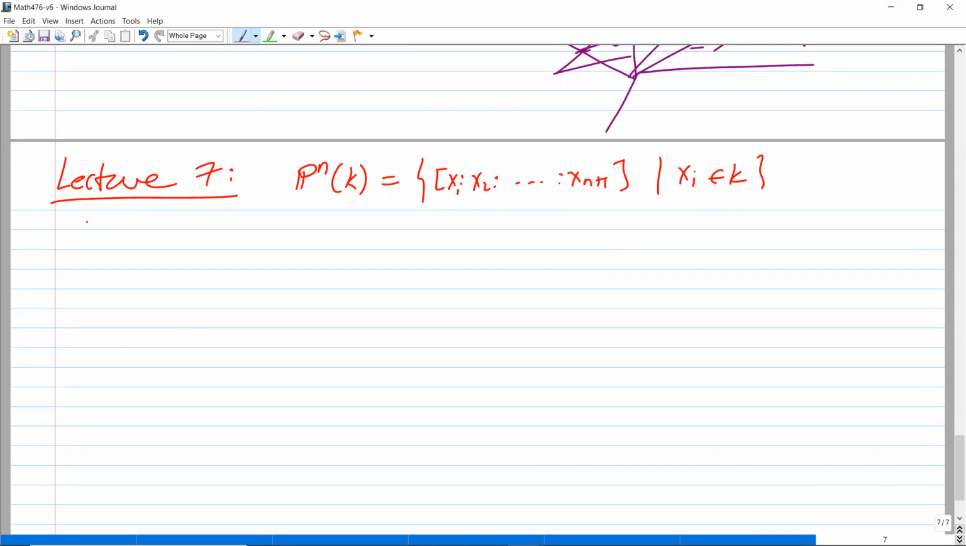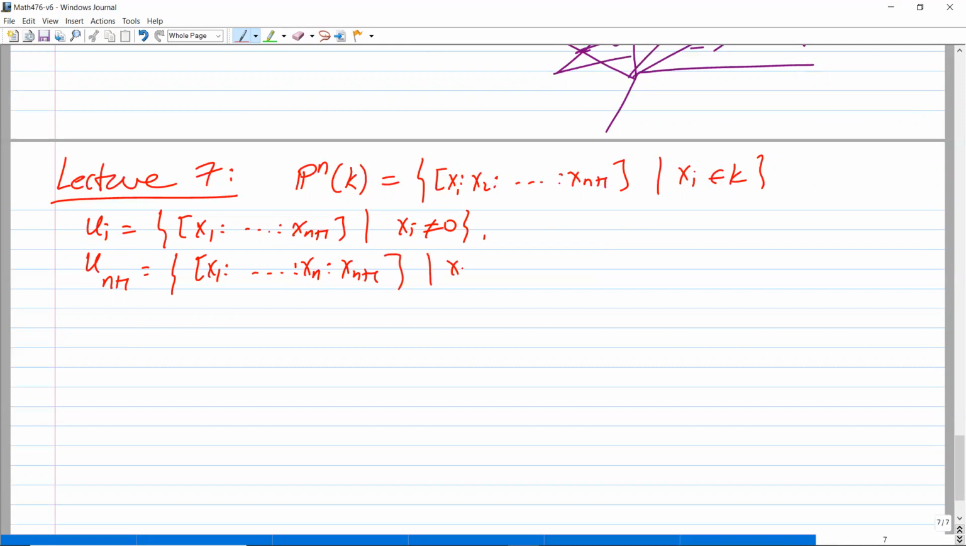Remember, we defined Ui as the set of all points (x1, ..., x_{n+1}) where xi is not zero. So in particular, we have U_{n+1}, the last set, it is (x1, ..., xn, x_{n+1}) such that x_{n+1} is not 0. And we can also write this as a set of points in the projective space where the last coordinate is 1. That's also equal.